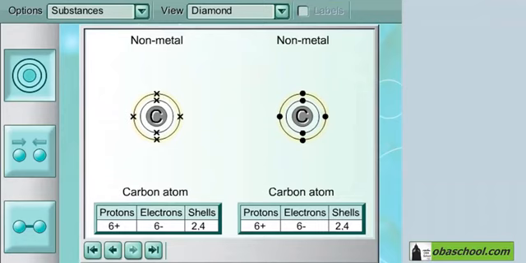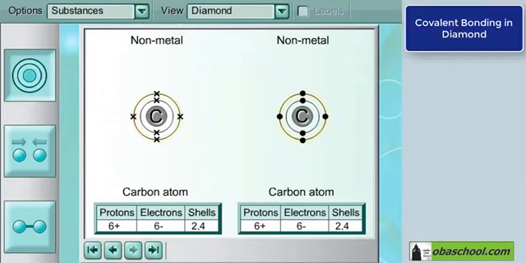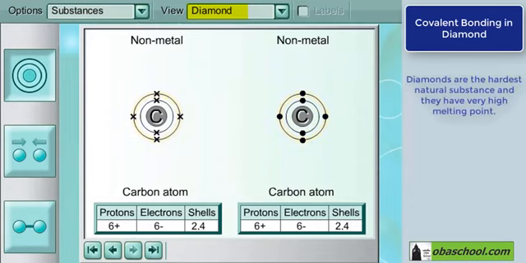In this simulation, we are going to explore covalent bonding in diamond. Diamond is one of the forms of the non-metallic element carbon. It has some remarkable properties. Can you recall two of the properties of diamond? Well, diamonds are the hardest natural substance and they have a very high melting point.